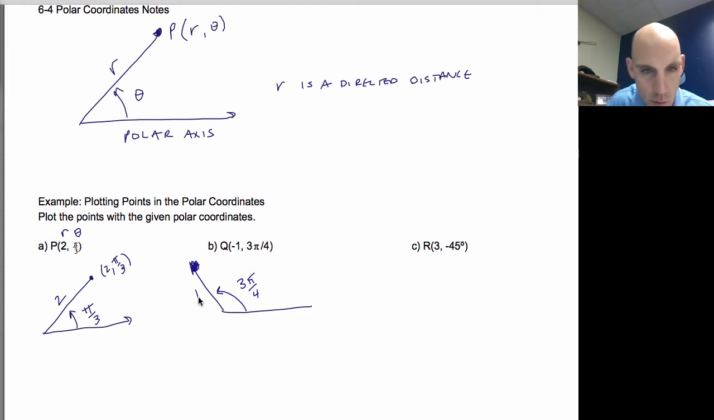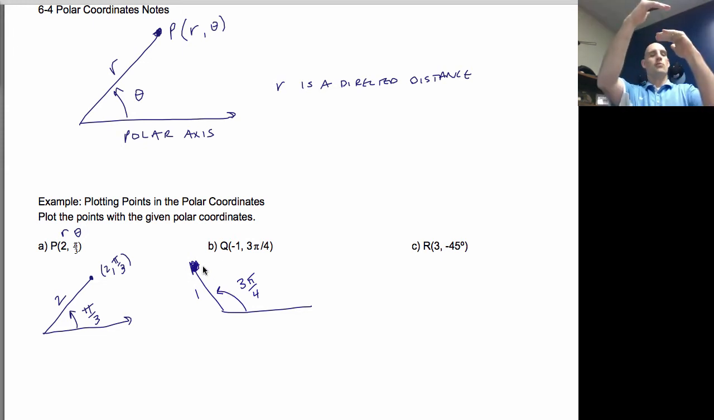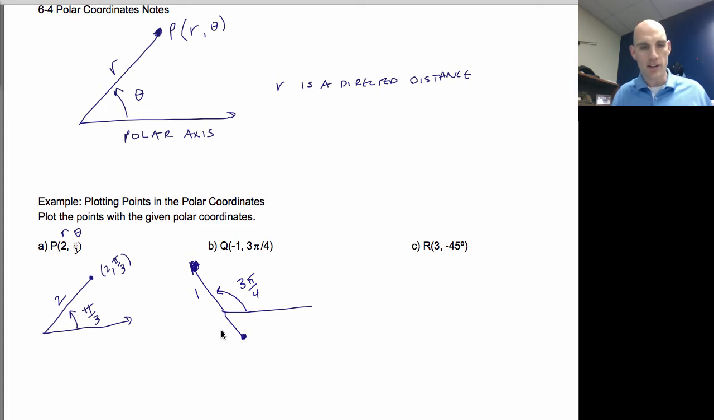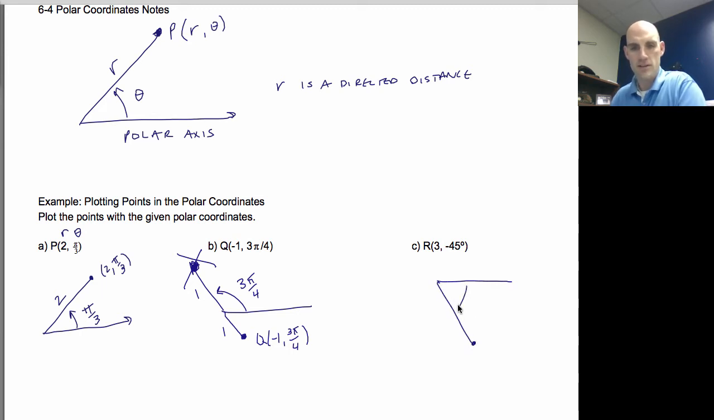If this was 1, my coordinates would be 1, a directed line segment opened up 3 pi over 4. When I talk about -1, it's the opposite. So I have this directed line segment that's opened up, and my point is down here because it's the opposite of 3 pi over 4. So not this point, but this point is -1, 3 pi over 4, because it's opened up 3 pi over 4, and then it's the opposite. Think about that for a second. All right, 3, negative 45, so I can conceptualize where that's going to be. There's my polar axis. If this opens up negative 45, the question is, here it was straight up, it opened up to the angle and it was 3.